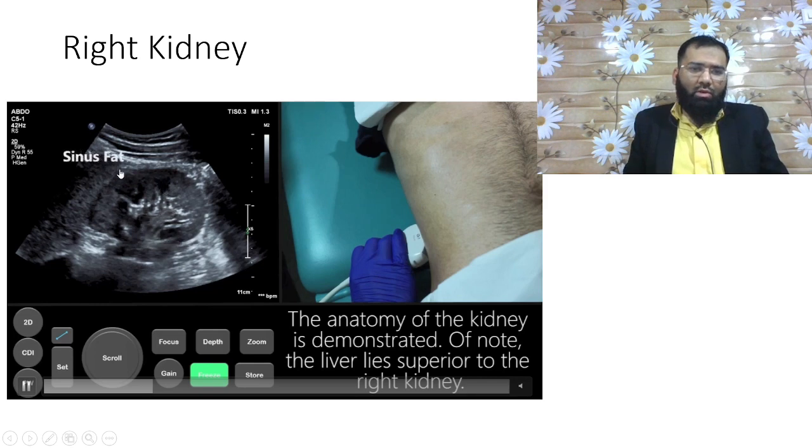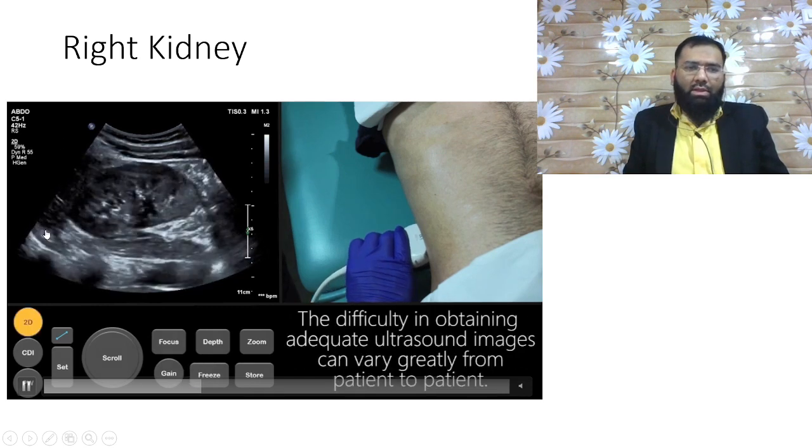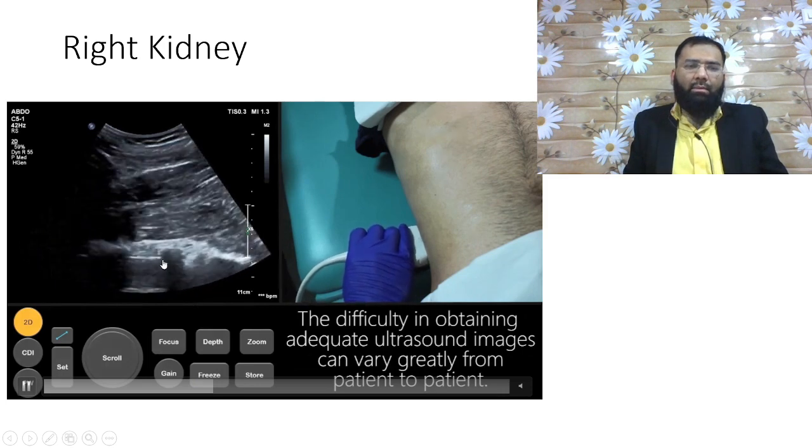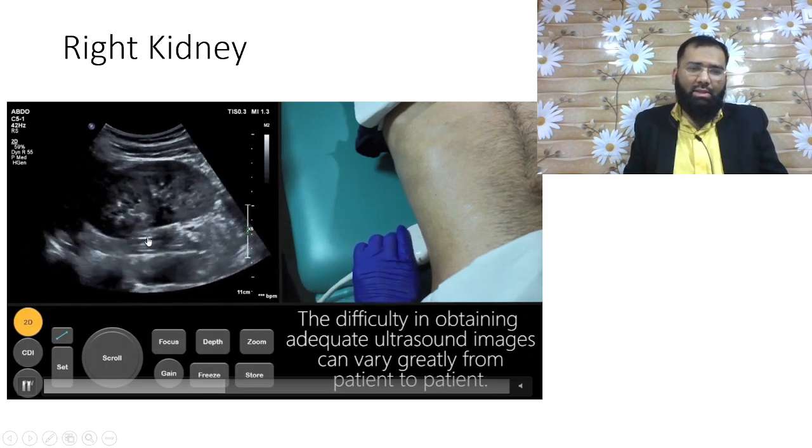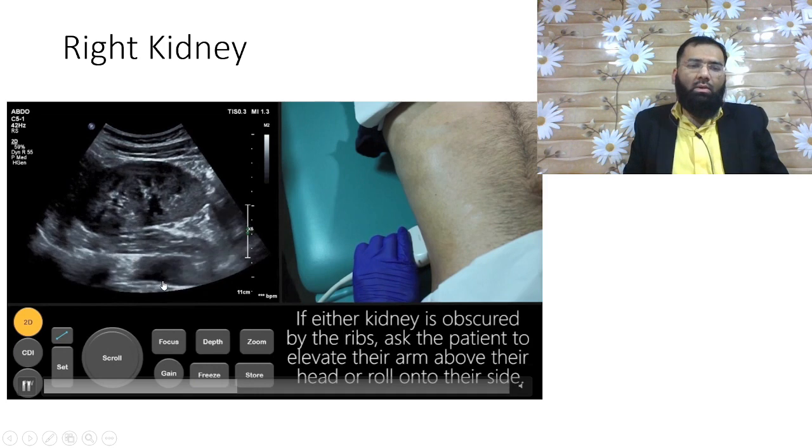So renal cortex is outside, this is the renal pelvis with echogenic fat, and then these hypoechoic structures are the renal medulla. Then you can see the liver overlying that, and the kidney overlying the muscles. This is called the psoas muscle.